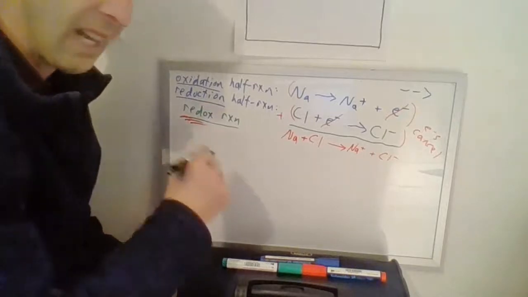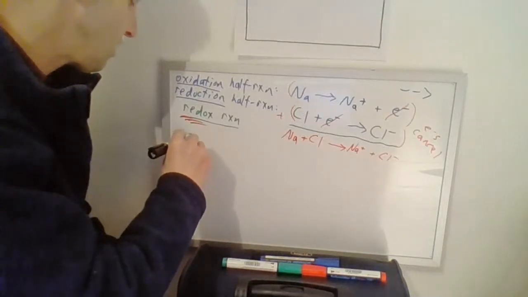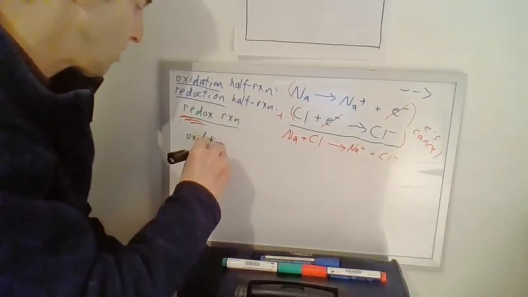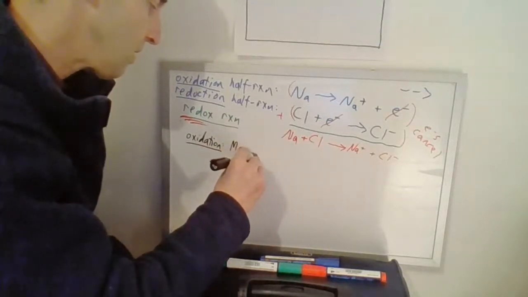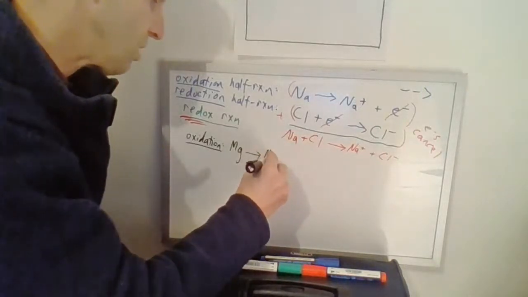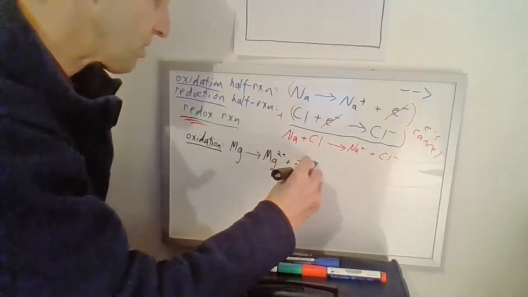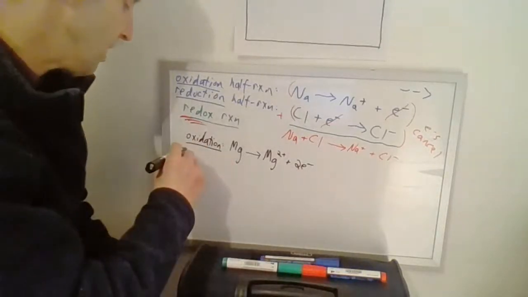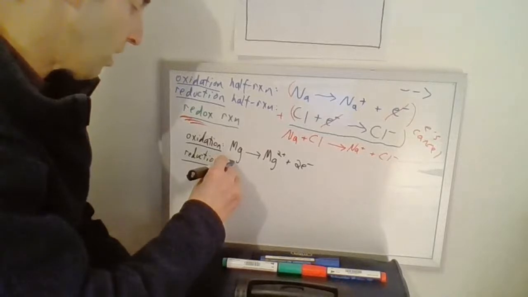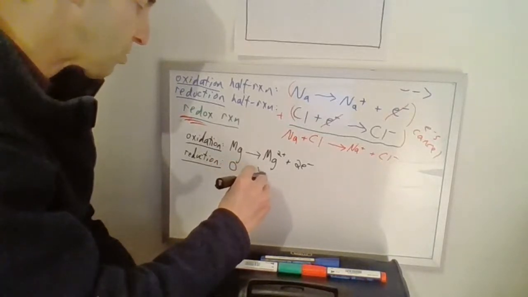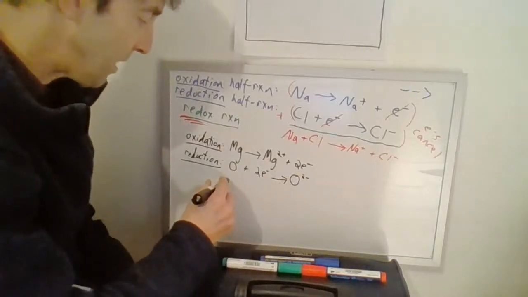Okay, here we go. I'm gonna give you the two reactions. So here's the oxidation. It's going to be Mg becomes or forms Mg2 plus 2 electrons. I know you've done that before. That's why I'm giving it to you. And the reduction could be what? O plus 2 electrons forms O2 minus.